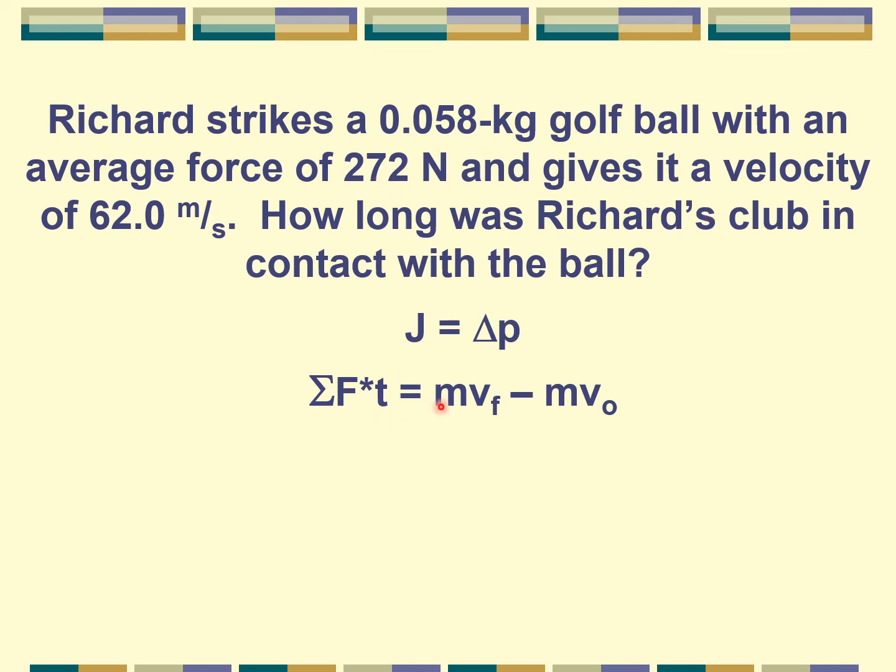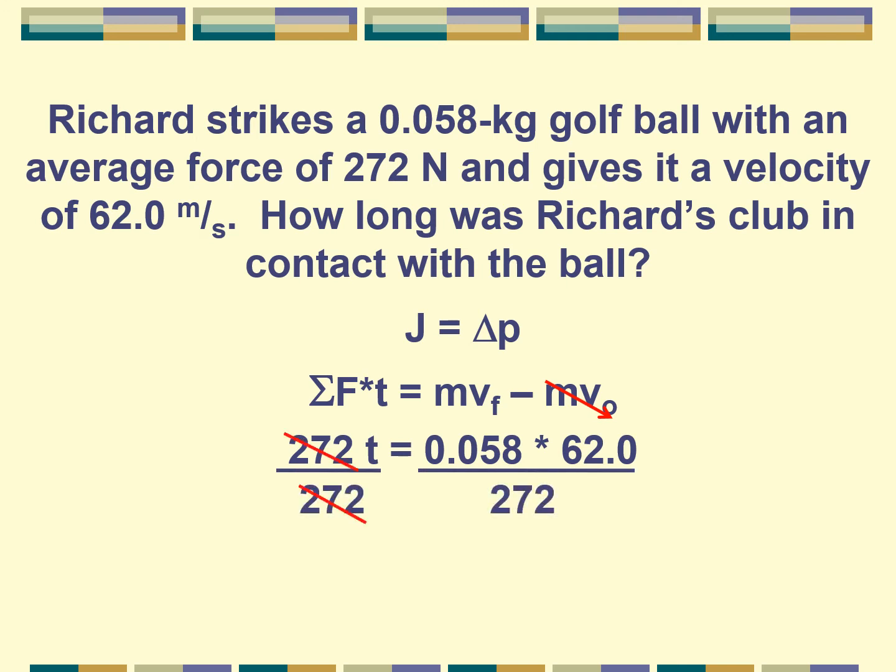And then we got the mass, which is 0.058 times final velocity. The final velocity is 62, and the mass again is 0.058, and the initial velocity is going to be 0 as a golf ball is sitting on a golf tee before it's actually hit. So we plug in our numbers, and since the initial velocity is 0, we'll go ahead and cancel that out. So that's going to be 272 times the time. That's going to be equal to 0.058 times 62. Go ahead and divide both sides by 272 in order to get time by itself, and we get the time is going to be 0.013 seconds.